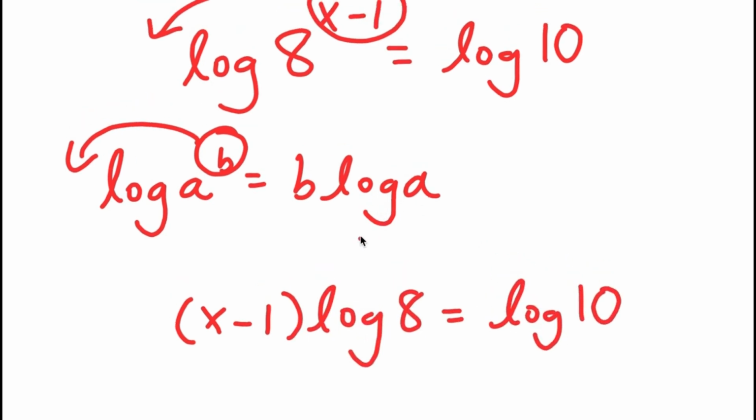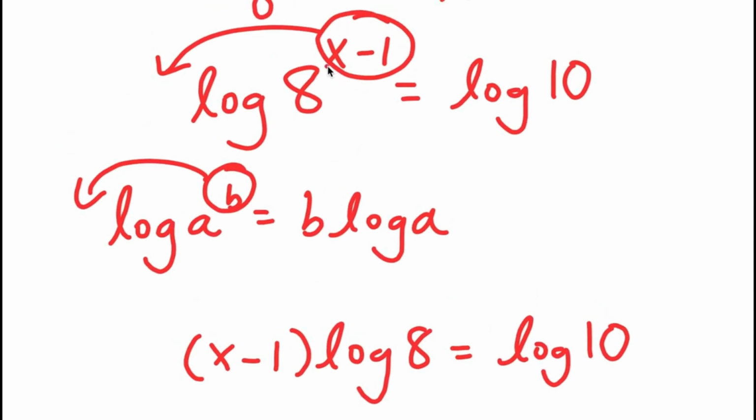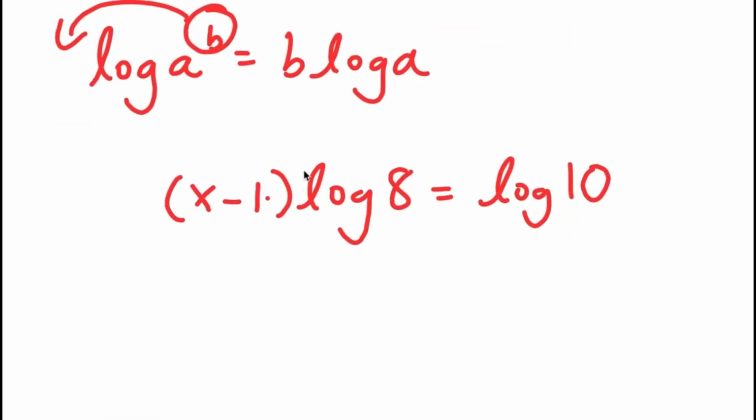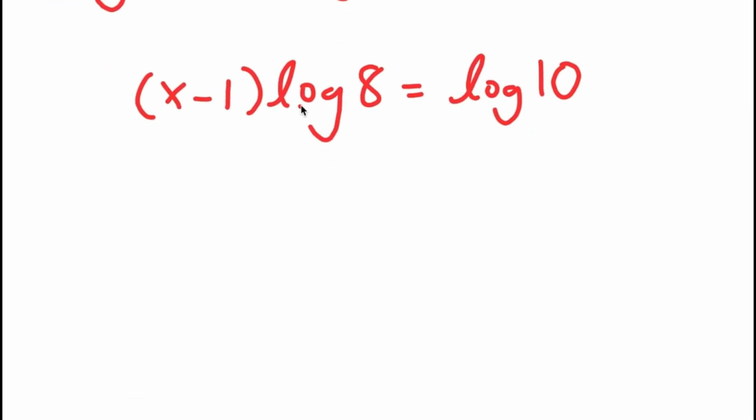And this property is really important because before, x was an exponent, and it's really hard to solve an exponential equation, but now we moved x, and now it's a real term, and it's much simpler to solve.